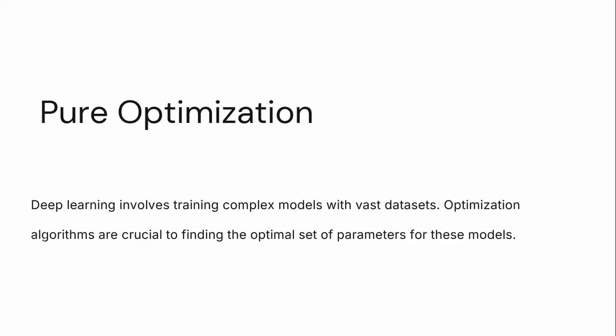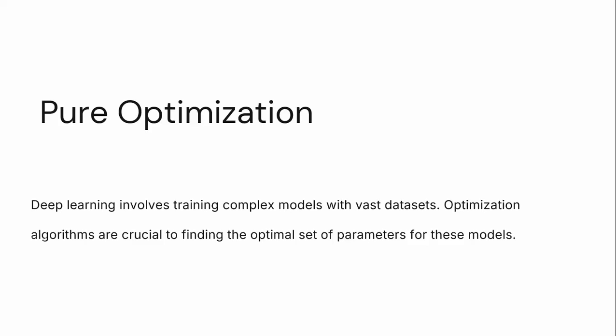What does optimization in a deep learning model mean? If you want to say what the need of optimization is, when we train deep learning models, we mainly train complex models with vast data sets. If the data is very vast, the optimization algorithms will be helpful to find the optimal set of parameters for those models, enhancing the accurate results of the model. That is the purpose of using optimization in deep learning models.